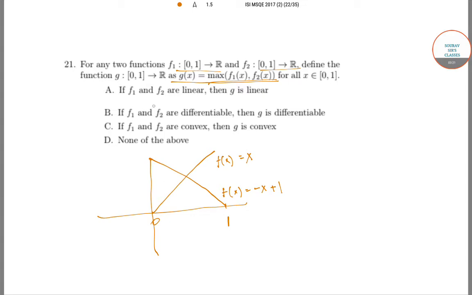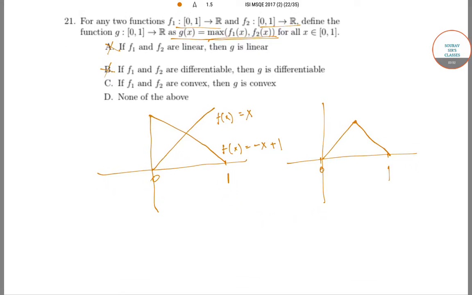Now what is g now? Since g is max of f1 and f2, g is like this. So of course g is not a line, hence g is not linear. At this point we have a steep edge, and so g is not differentiable. Now we can easily, safely cross out a and b. What about c?